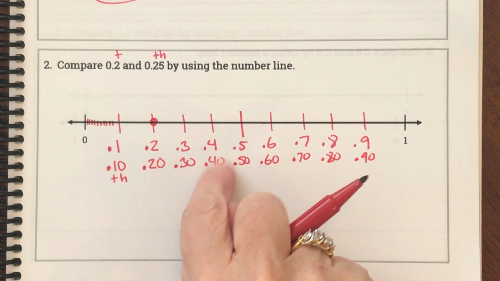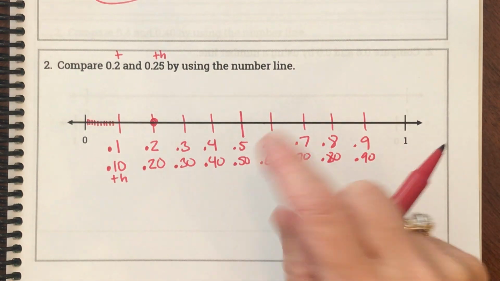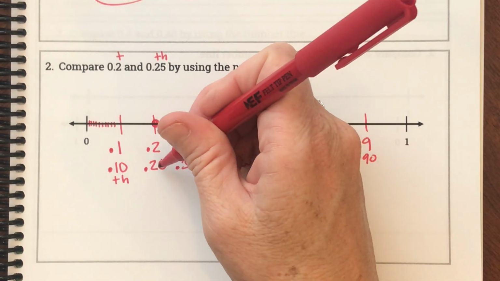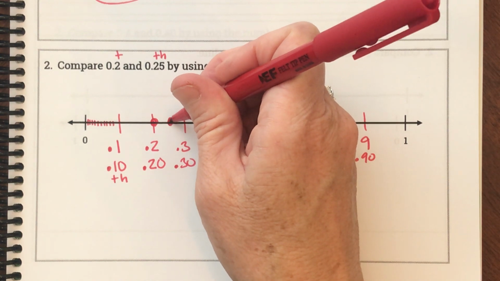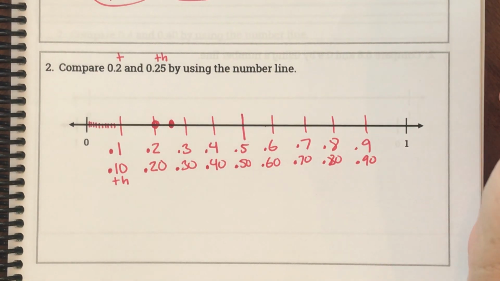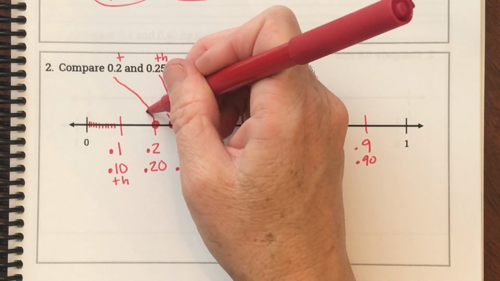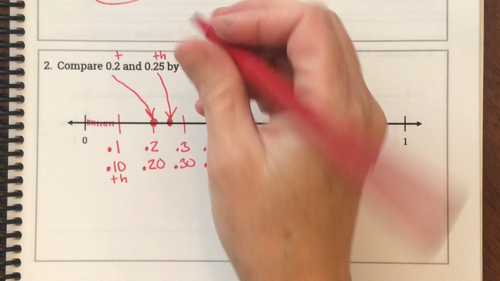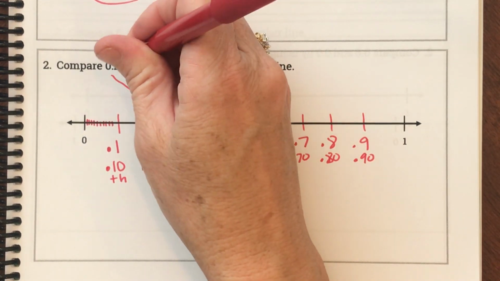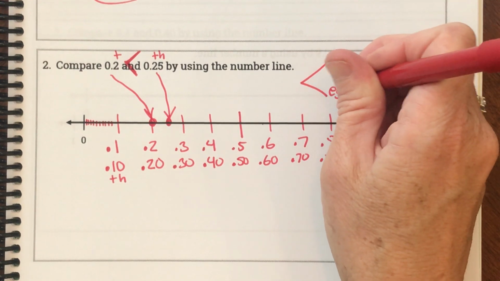So knowing that these are equivalent helps me. So where would 0 and 25 hundredths go? Wouldn't it go right between 20 hundredths and 30 hundredths right here? So if this one goes there and this one goes there, well, we can see that this one is larger. So I'm going to use this sign, which is called my less than sign.